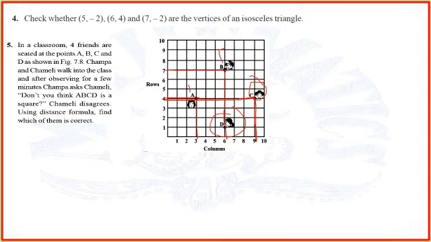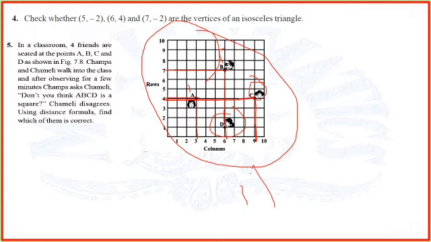Champa and Chameli walk into the class. This is the classroom, and two other friends are walking into this classroom. After observing for a few minutes, Champa asks Chameli, "Don't you think ABCD is a square?" They observe that the way these 4 children are sitting inside the classroom, they are forming a square. Chameli disagrees. Chameli said, "No, this is not a square. Using distance formula, find which of them is correct."